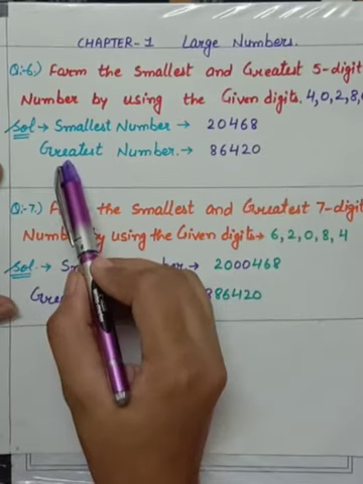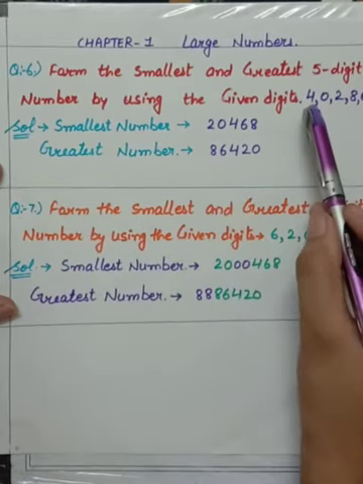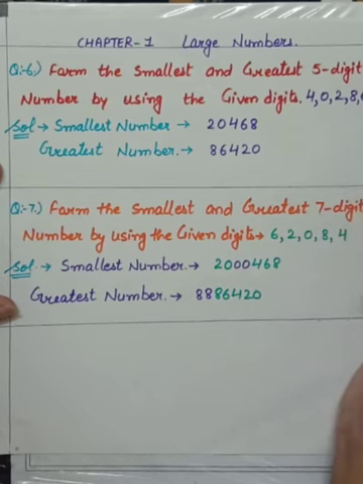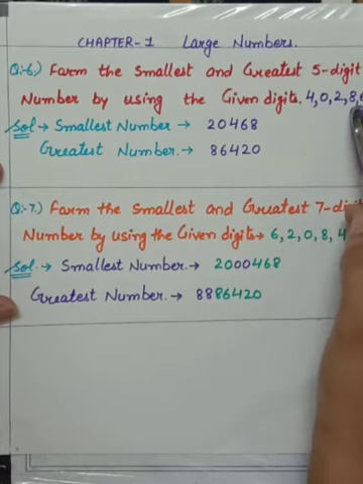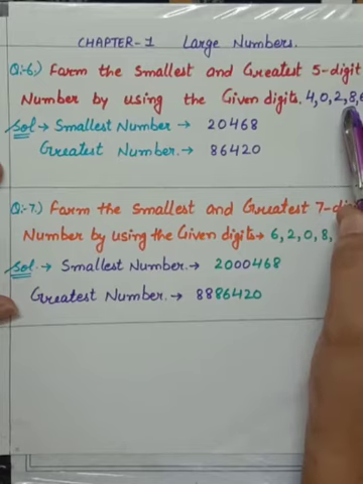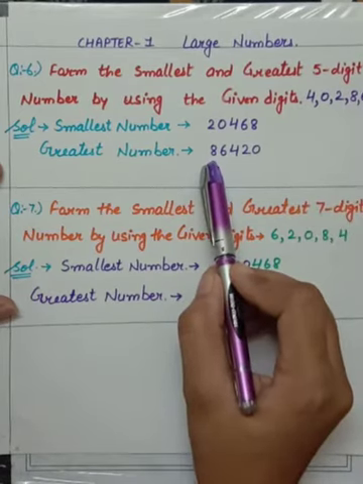See next, we will make here the greatest number. Children, in the greatest number we will arrange all the given digits in descending order. In descending order, first of all we have to find the biggest number. So here check which digit is the biggest digit in the given digits only, that is 8. So we will write 8 at the first place.